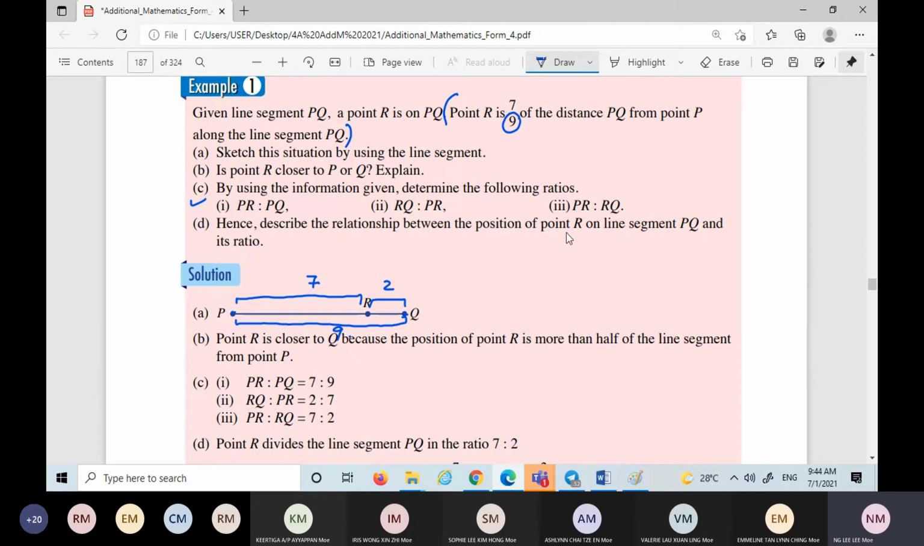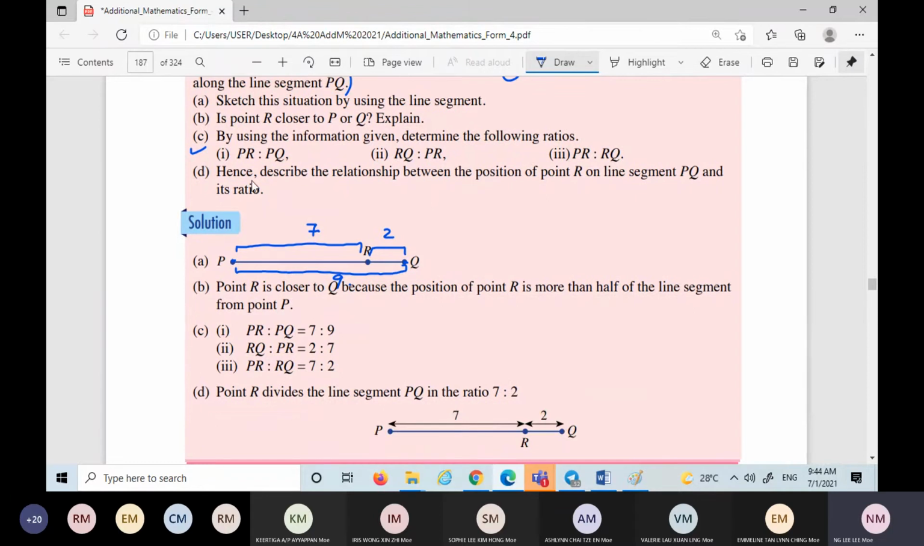Okay, number 3, PR. PR is 7. RQ is 2. So 7 is to 2. Okay, so quite simple.